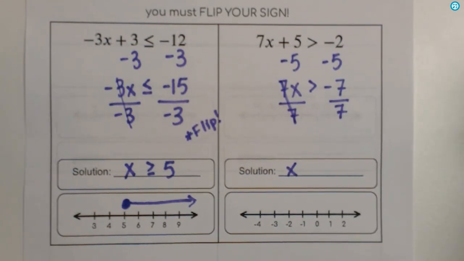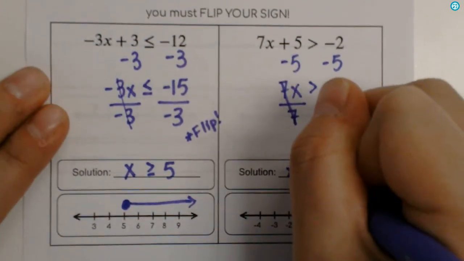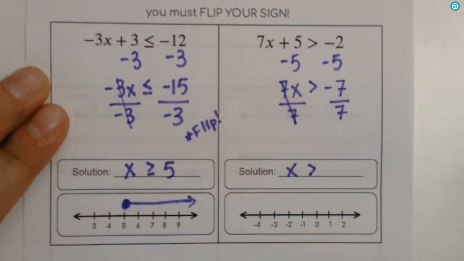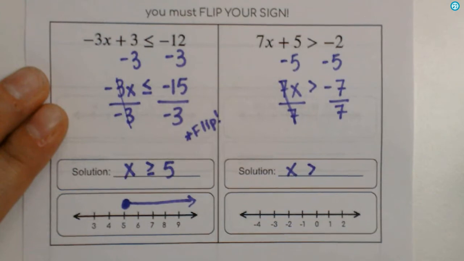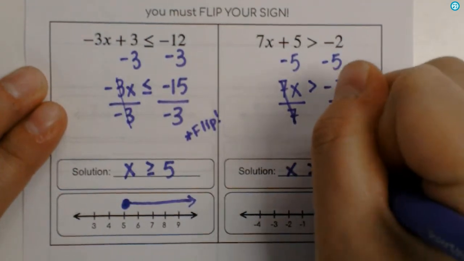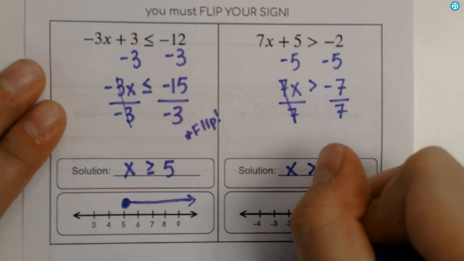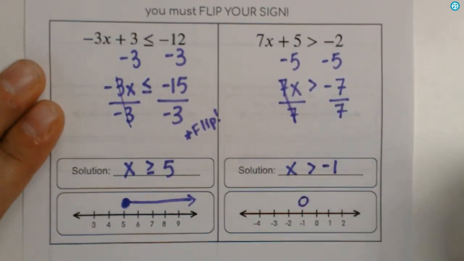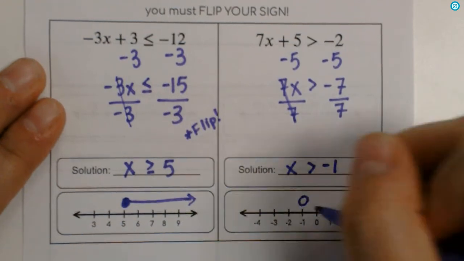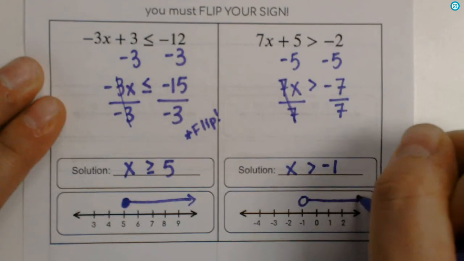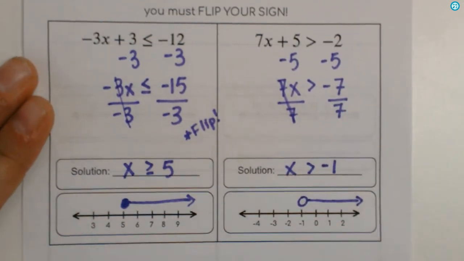So it's the number you're multiplying by or dividing by. So my sign stays the same. It stays greater than. And negative 7 divided by 7 is negative 1. So x is greater than negative 1. I can put an open circle above negative 1. It's open because it's just greater than, not greater than or equal to. I draw my arrow to the right because it's greater than.